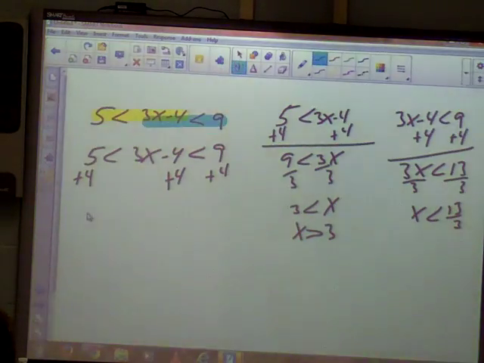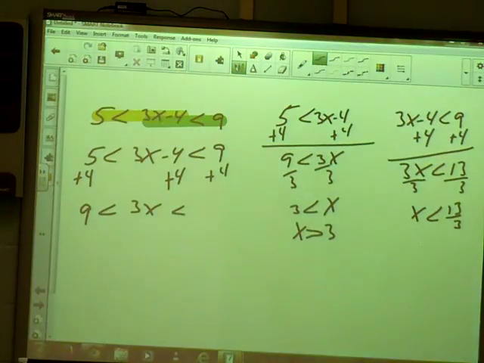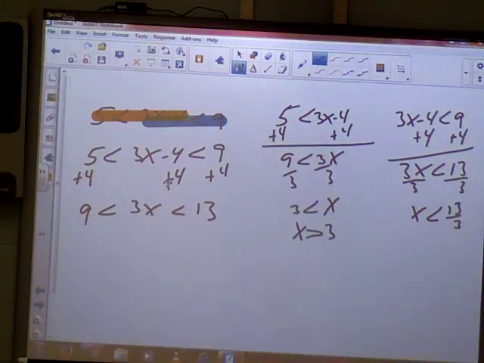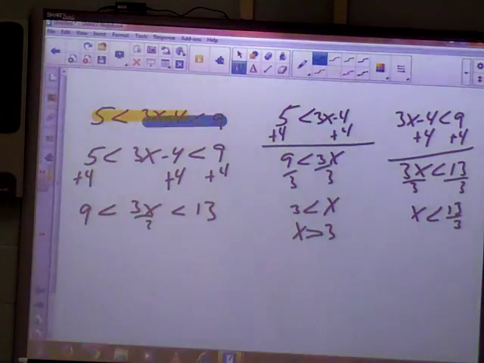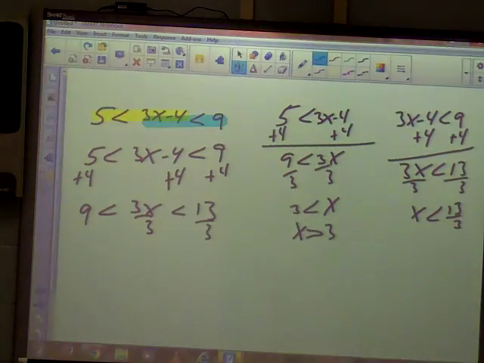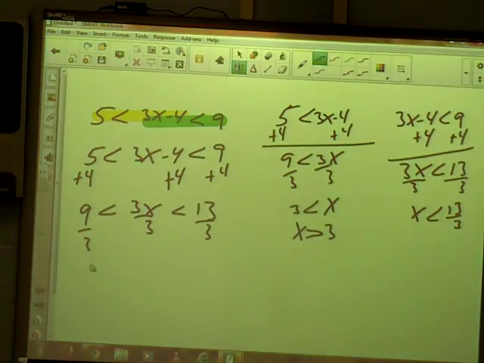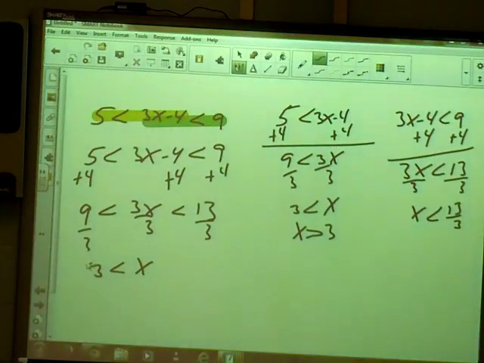Okay, so here that gets me 9 is less than 3x. That 4 went away. Is less than 13. Now my middle, it's being multiplied by 3, so I'm dividing by 3, and I divide to both sides. So it gets me 3 is less than x is less than 13/3.